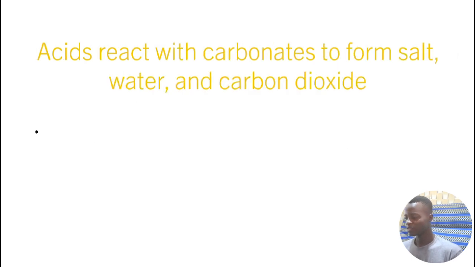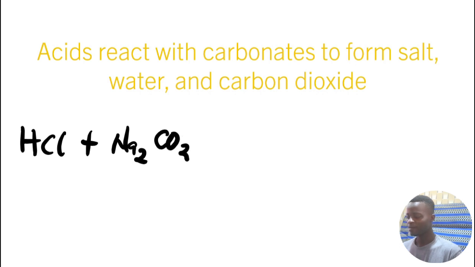Let's look at another reaction. Acid reacts with carbonate to form salt, water, and carbon dioxide. So I'm going to use another example again. If you have an acid and you have the carbonate, what I'm having here is Na2CO3. This is a source of carbonate, CO3 2 minus, right? But then any metal combined with it gives you a source of carbonate, right?